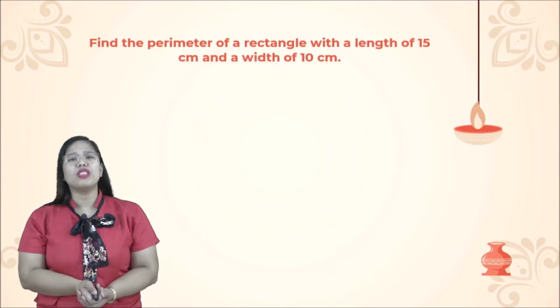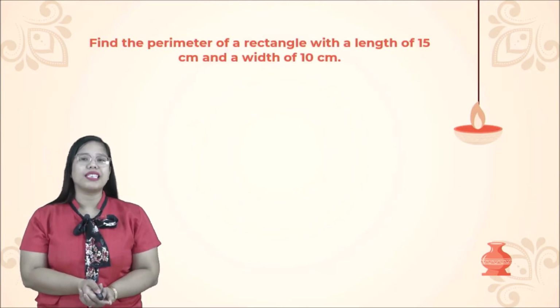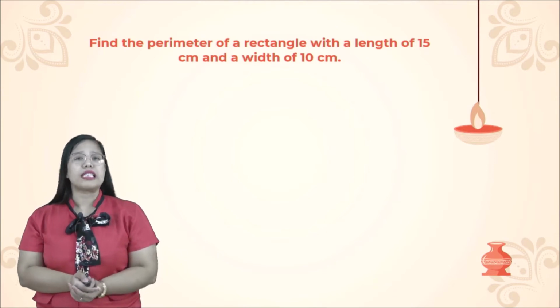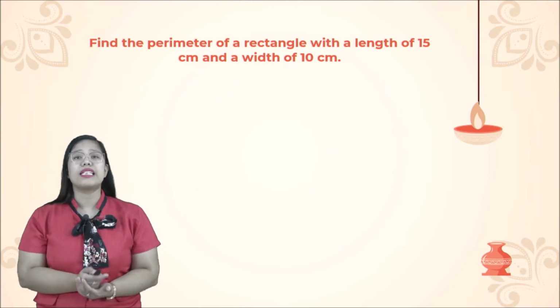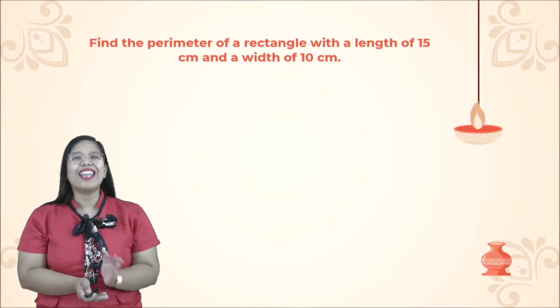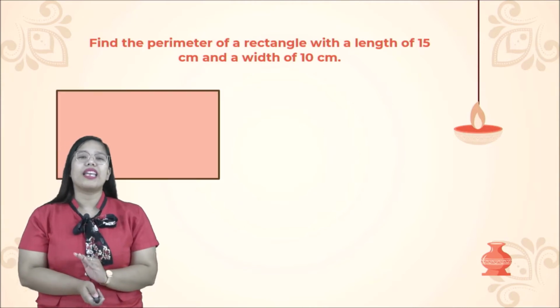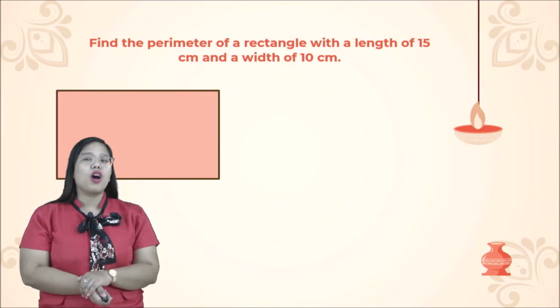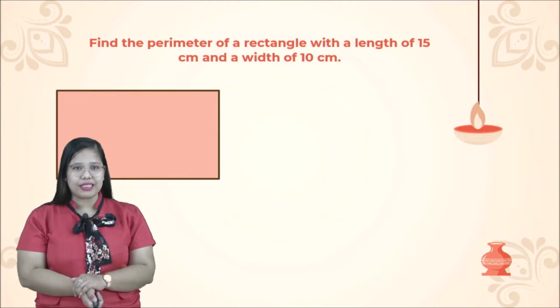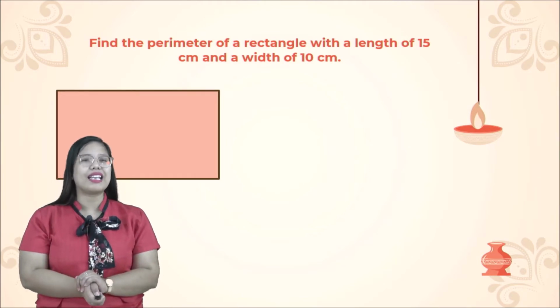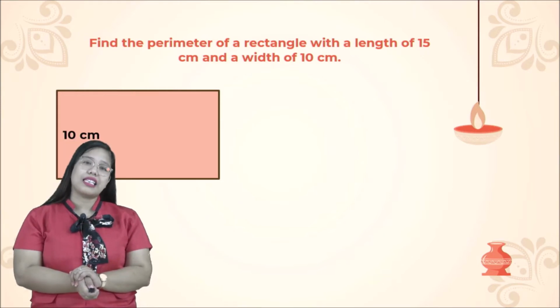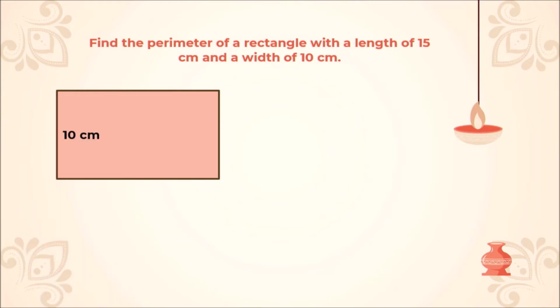Next example. Let's find the perimeter of a rectangle with a length of 15 centimeters and a width of 10 centimeters. Again, kids, we have an example of a polygon which is a rectangle. In the rectangle, one side measures 10 centimeters, and the other measures 15 centimeters.